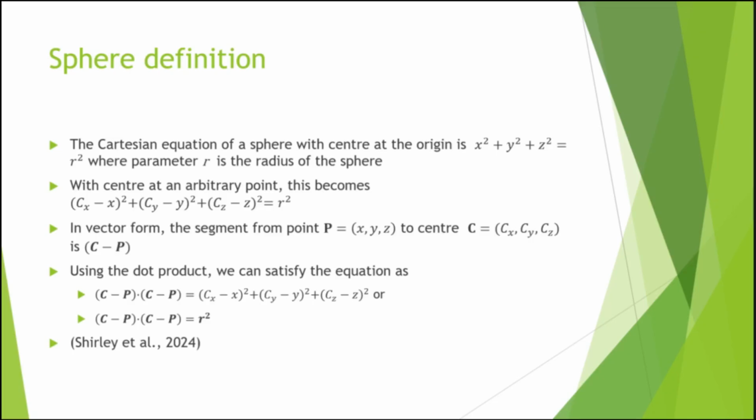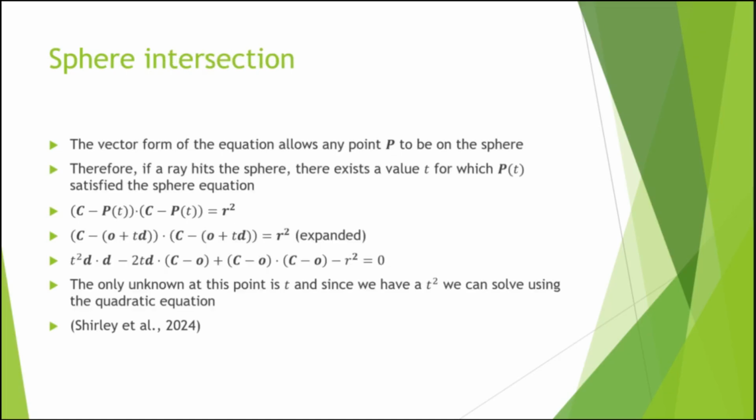In vector form, we can define any point on the ray to be the origin plus t times direction, and any point on the sphere is essentially the center minus the point. So if we plug this into the equation, then we've got center minus point, dot product center minus point, which gets us the radius squared. Taking the dot product is essentially just the distance squared. So if we take a vector from the center point to the origin and we square its distance, then we get the radius squared. So that's the sphere definition.